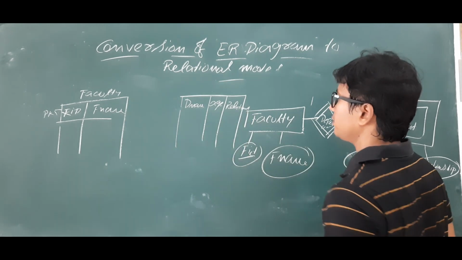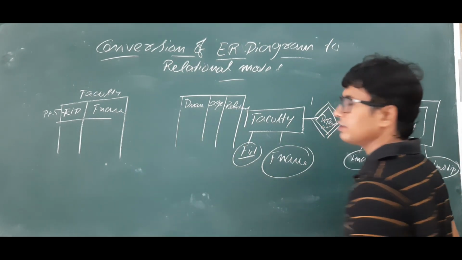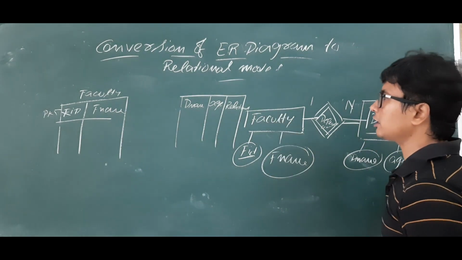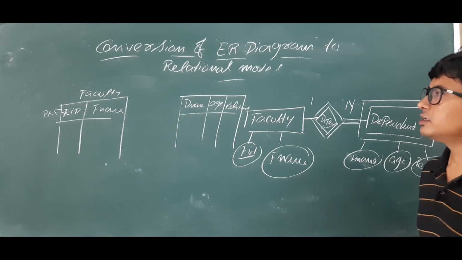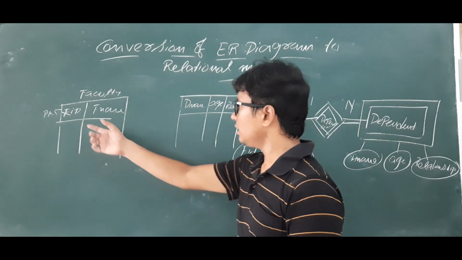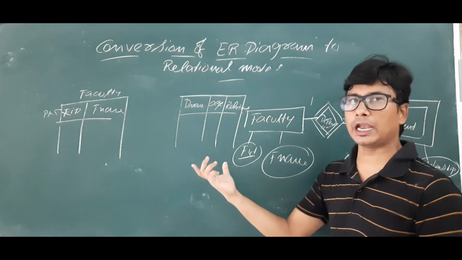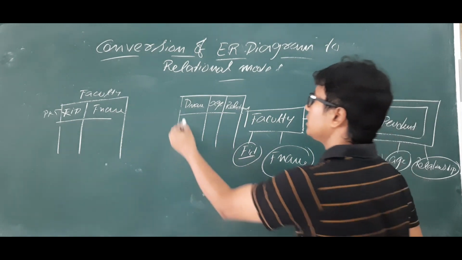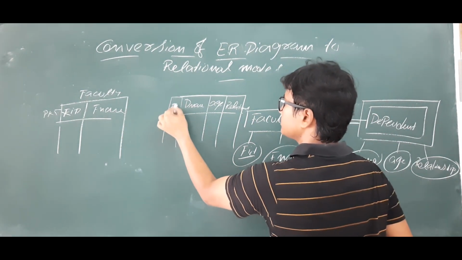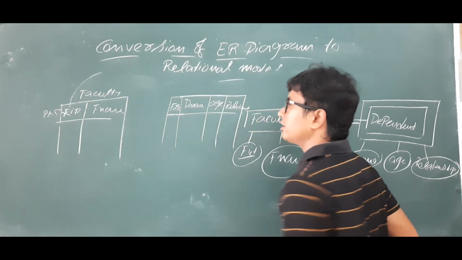As the dependent does not have any key attributes, there will be no primary key of its own. Is it clear? So the primary key of the faculty table, because you don't have another option, only one primary key is there, will act as a foreign key in this table. The primary key of this one will act as a foreign key of this table.